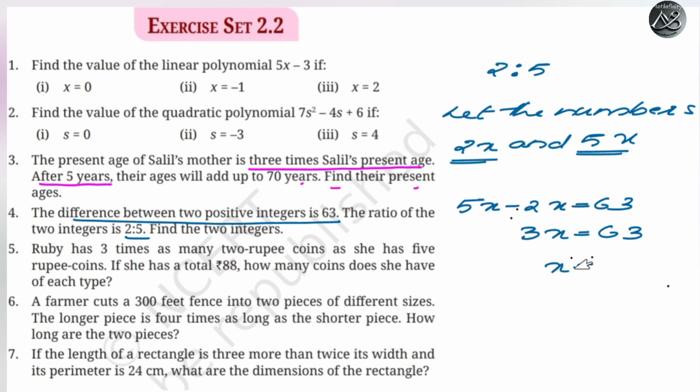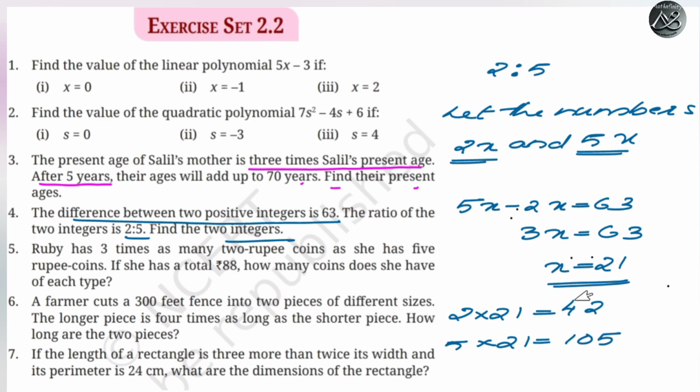So x equal to 63 divided by 3, that is 21. So the value of x is 21. We need to find the numbers. How have we taken the numbers? 2x and 5x. 2 into x. We got the value of x as 21. So the numbers are 2 into 21 and 5 into 21. That is 2 into 21 is 42 and 5 into 21 is 105. So these are the two numbers. Check their difference. Does it come to 63? 63 plus 42 is 105.